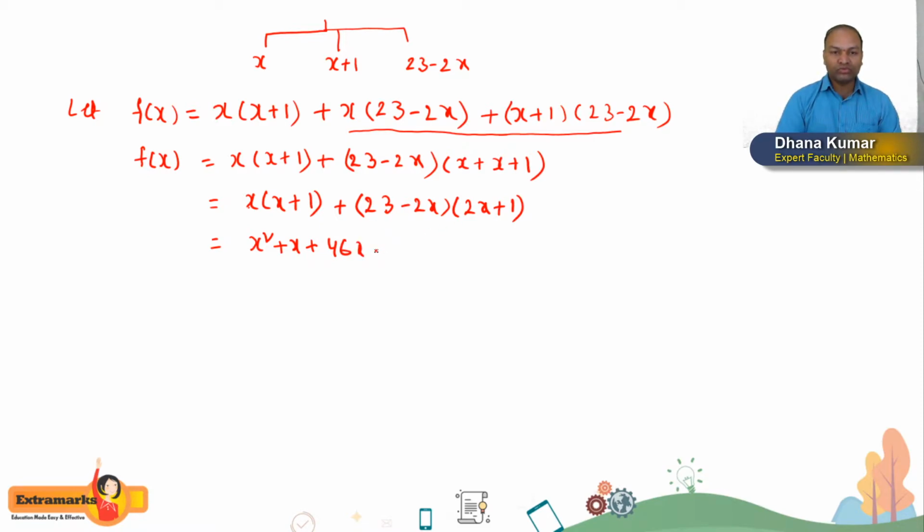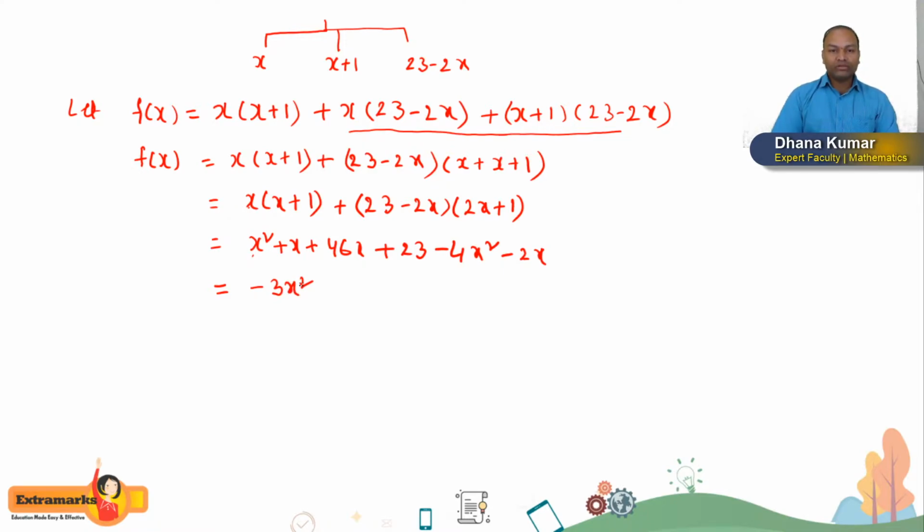23 into 1, 23. Minus 2x into minus 2x, minus 4x square. Minus 2x into 1, minus 2x. Clear? So that is equal to, one order I am writing, x square minus 4x square. Answer how much? X square minus 4x square is minus 3x square.